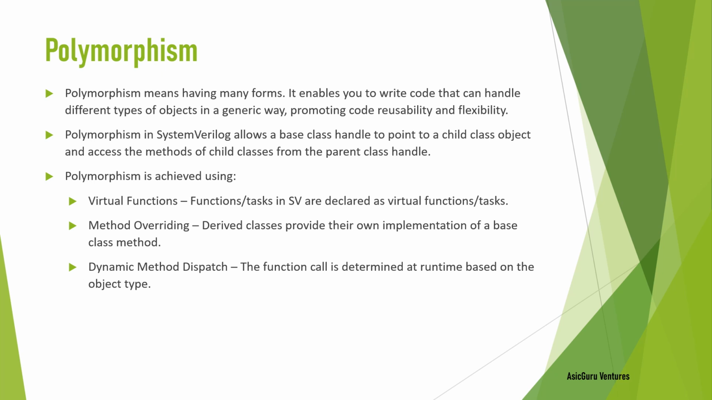It means that the decision about which version of a method to call is made at runtime, depending on the actual object type that the base handle is pointing to. So overall, polymorphism helps us in writing more abstract, more reusable code and it is very heavily used in verification methodologies like UVM.